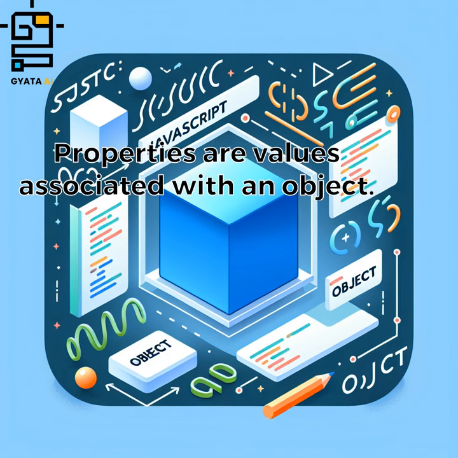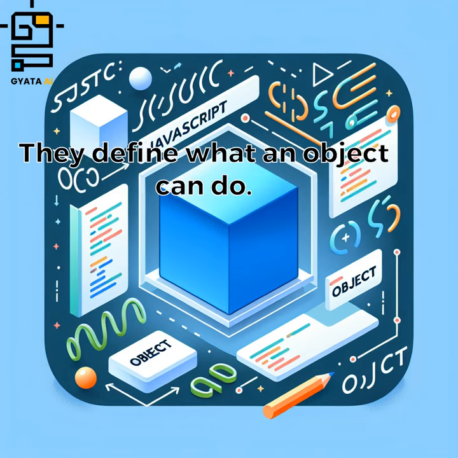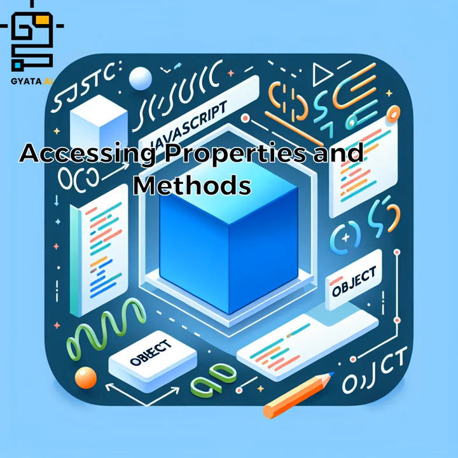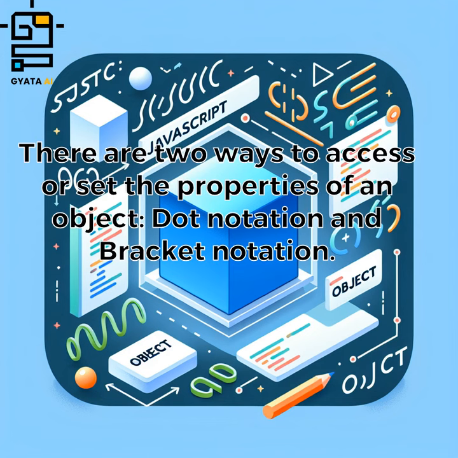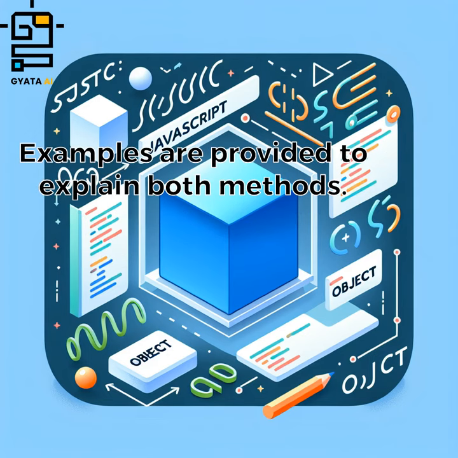Properties and methods. Properties are values associated with an object. Methods are functions associated with an object. They define what an object can do. Accessing properties and methods. There are two ways to access or set the properties of an object: dot notation and bracket notation. Examples are provided to explain both methods.